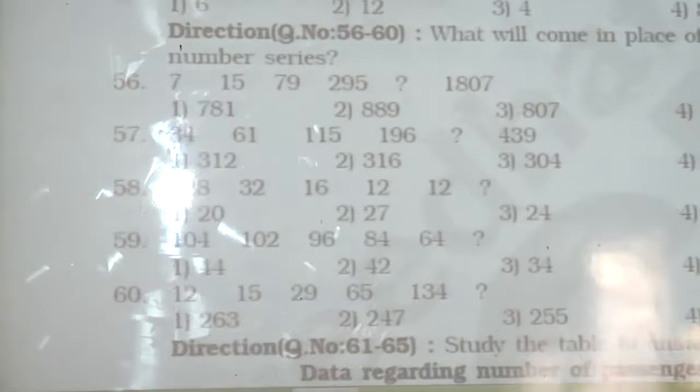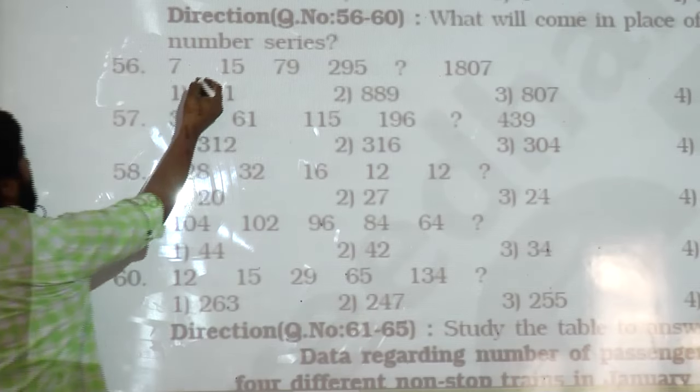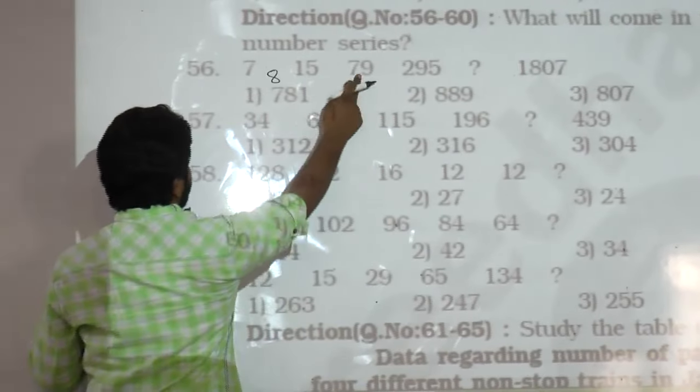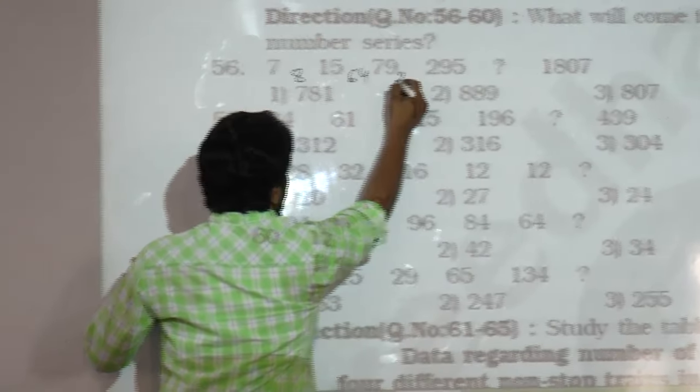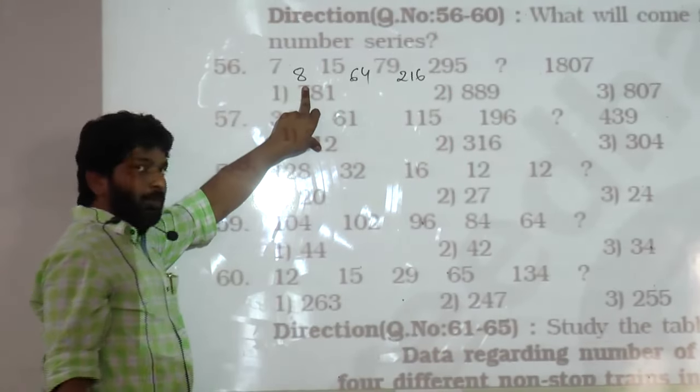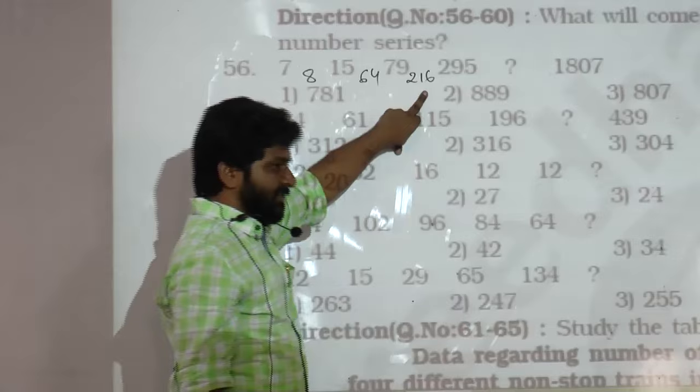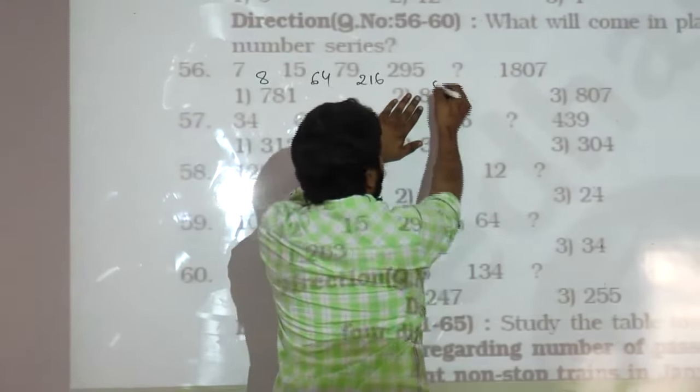Next, 56 to 60. 56. I think go for difference. How much it is? 8. How much it is? 64. And here 216. 2 cube, 4 cube, 6 cube, 8 cube.